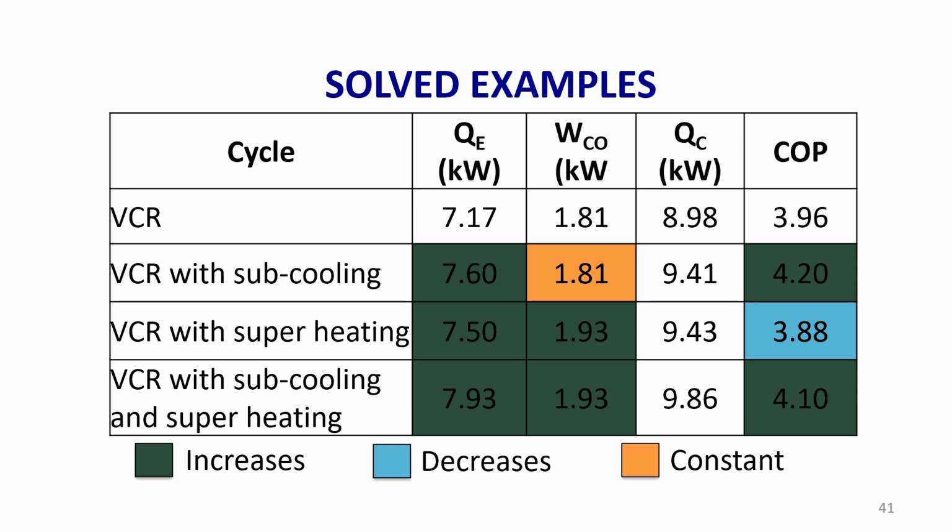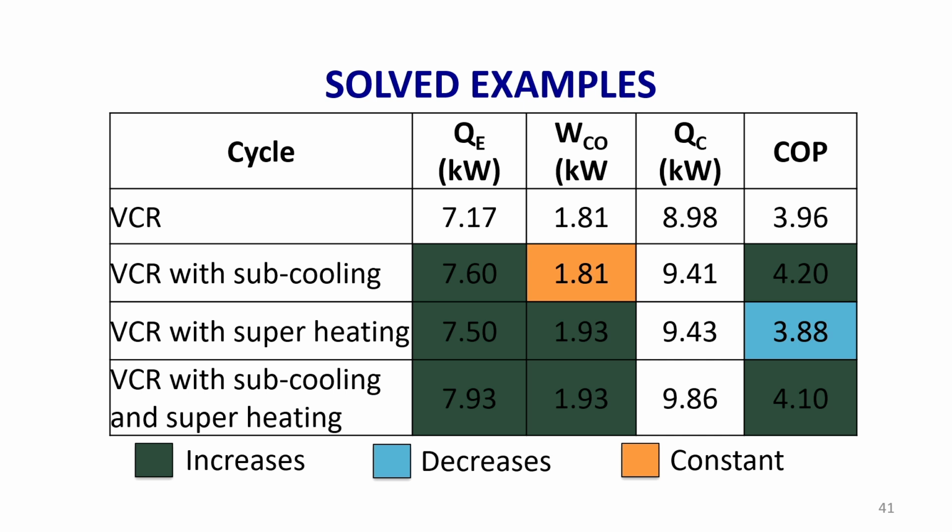I have made a comparison of all the methods which are employed to improve the COP of the system. This is for the numerical question which we solved in lecture number 20, numerical question number 2. I have taken the same temperatures: condenser temperature is 32 degrees centigrade, evaporator temperature is minus 18.